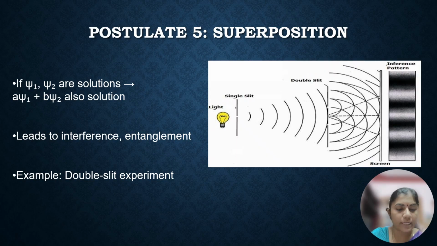The fifth postulate is the principle of superposition. It says if psi1 and psi2 are solutions, then any linear combination A psi1 plus B psi2 is also a solution. This is what makes quantum mechanics so unique. States can exist in superpositions, leading to interference patterns and phenomena like entanglement. The double slit experiment is the perfect illustration of this principle.